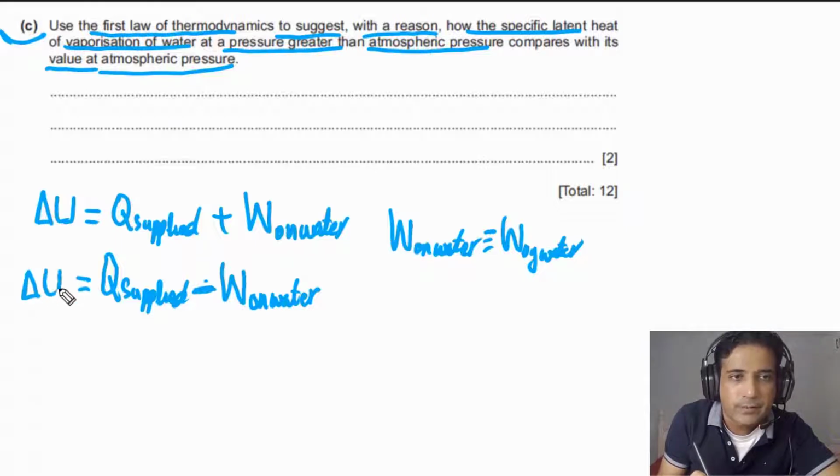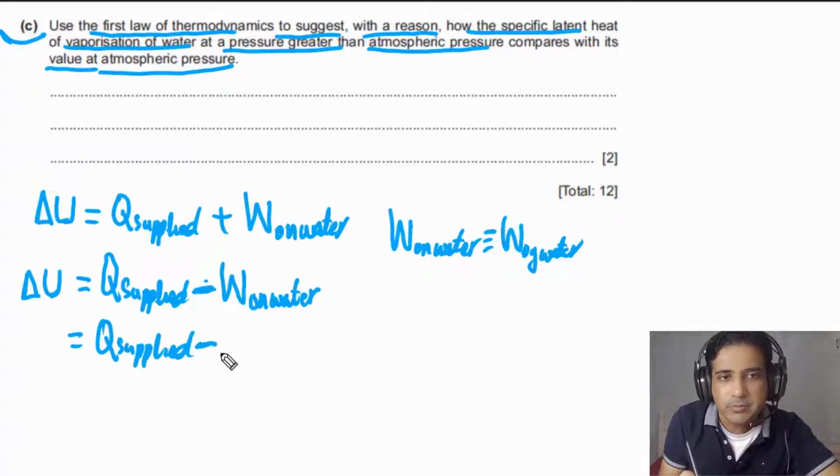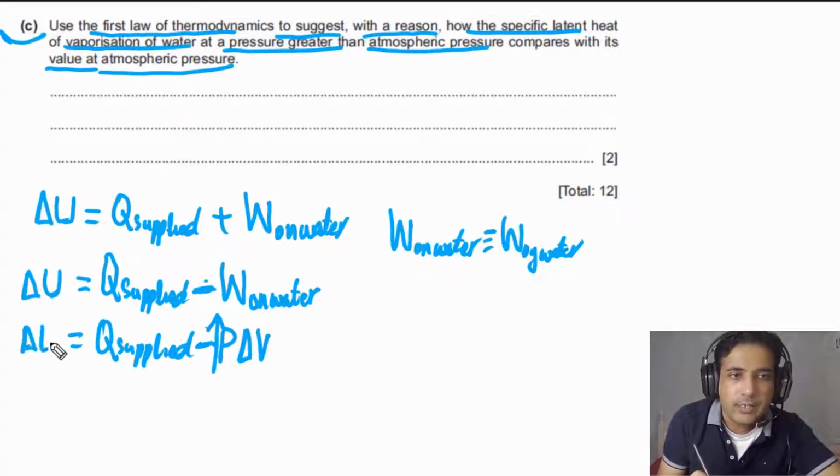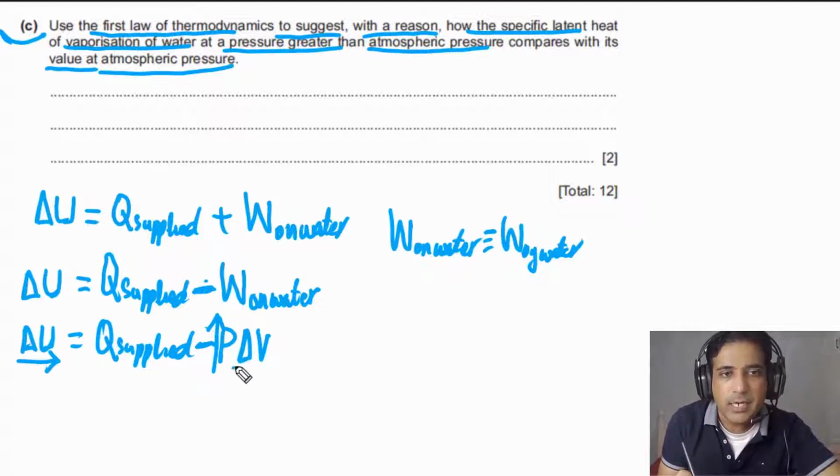So we have delta U here. Now we can write down here Q supplied minus P times delta V. So work done is equal to P times delta V. In this case, value of P has been increased. For the same change in internal energy and for the same change in volume, if P increases, it means work done by water increases. If work done increases, delta U is the same, so Q supplied also has to increase.